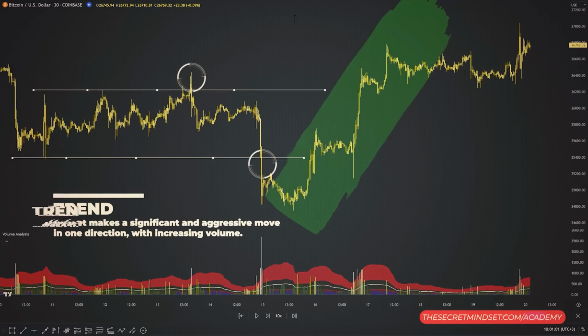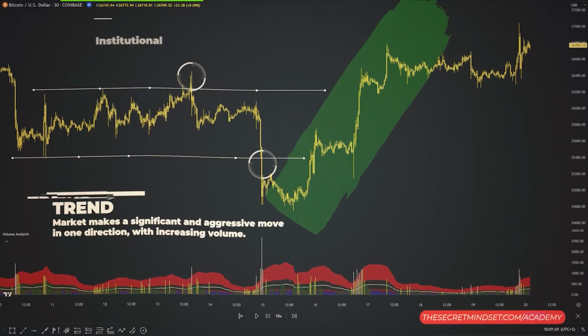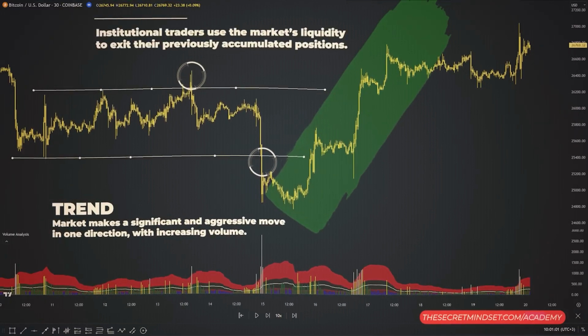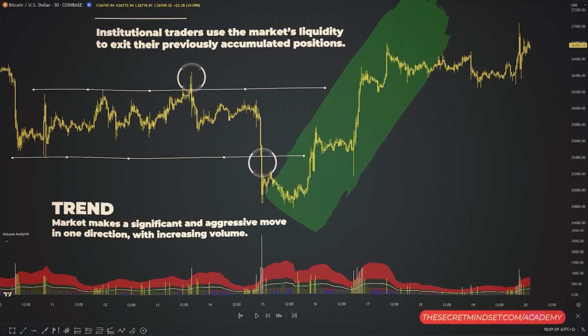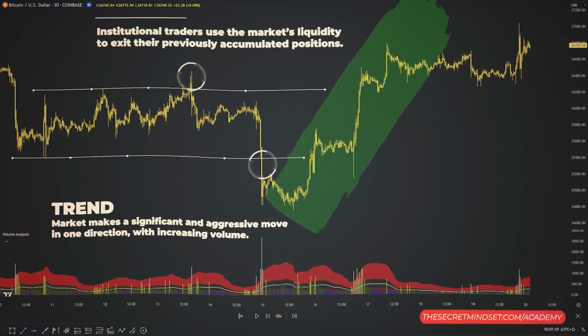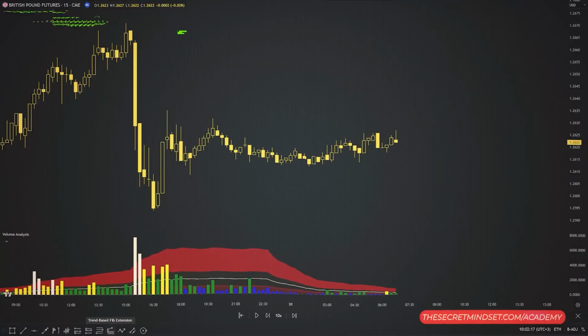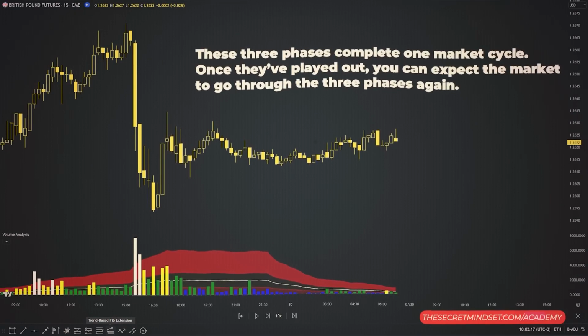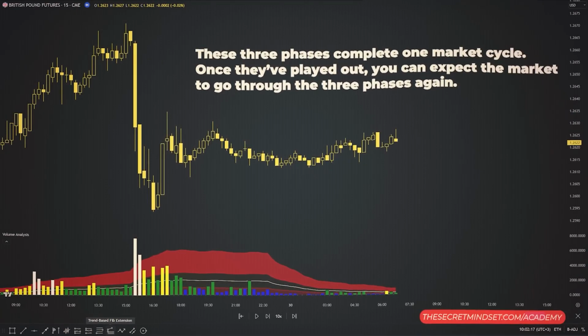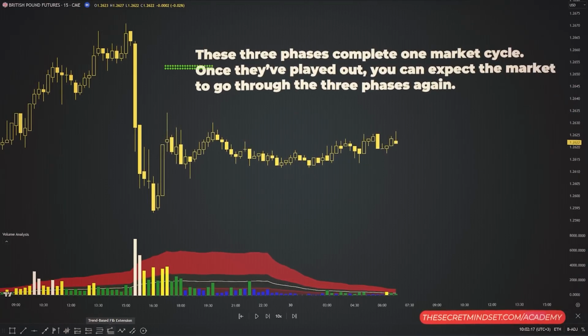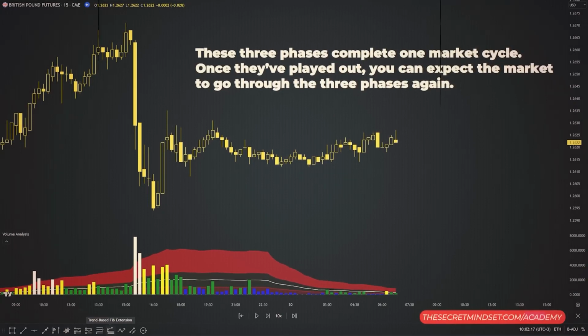Finally, we have the trend phase. This is the phase where the market makes a significant and aggressive move in one direction, with increasing volume. During this phase, institutional traders use the market's liquidity to exit their previously accumulated positions. These three phases complete one market cycle. Once they've played out, you can expect the market to go through these phases once again.